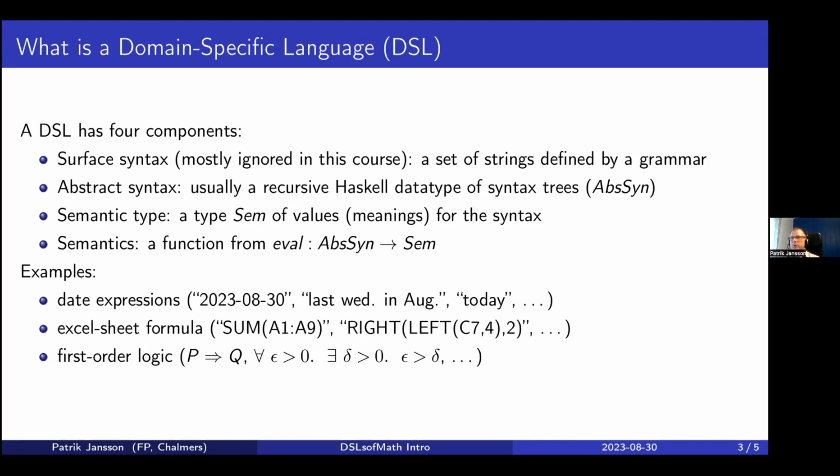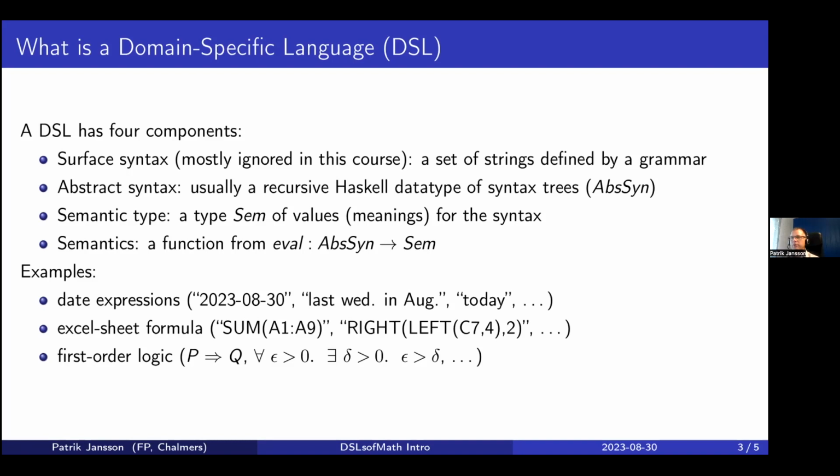And to make it slightly more concrete, here are 3 examples. The first is date expressions. So 2023-08-30, or the last Wednesday in August, or today, are all strings, so surface syntax for, well, dates. In many computer applications, you need to handle dates and expressions involving dates. And that means that you need to be able to implement these. You need to define formally what they mean, what the semantics is.